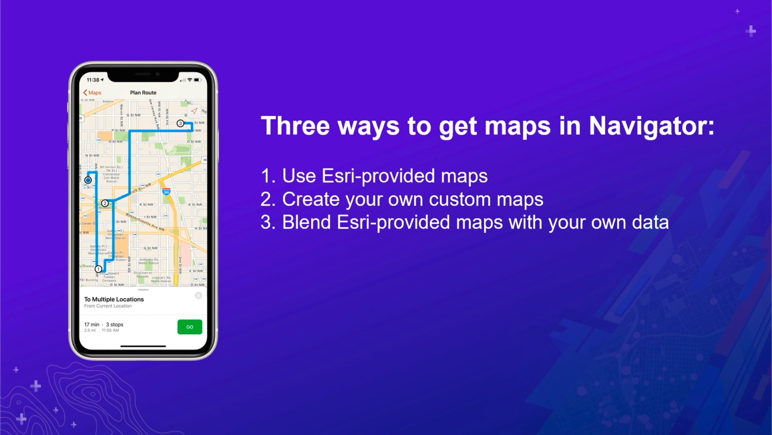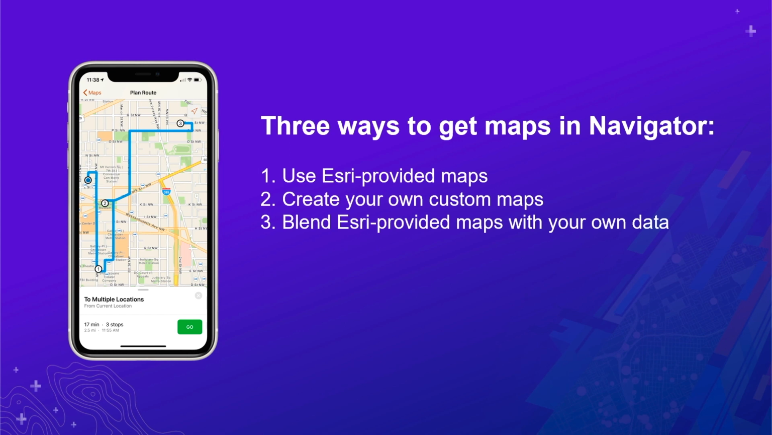The second way to get maps in Navigator is to create your own custom maps. So if you have your own road networks and you think your drivers are going to be just driving on those road networks, you can definitely create and use your own custom maps exclusively. You don't ever have to use any of the provided maps that we give you. You can load your own maps in there, go on your own way, have your own symbology and cartography for your drivers, never using any of the Esri provided maps if you so choose.